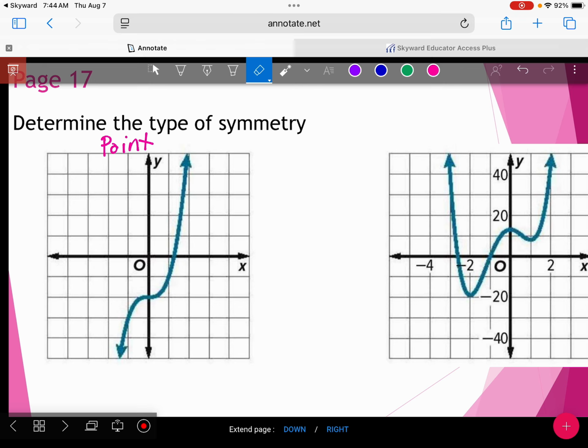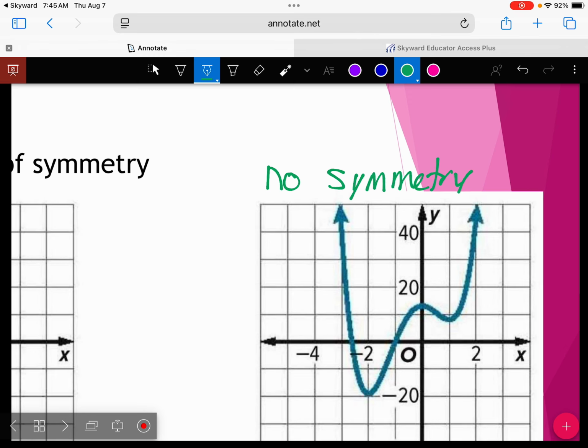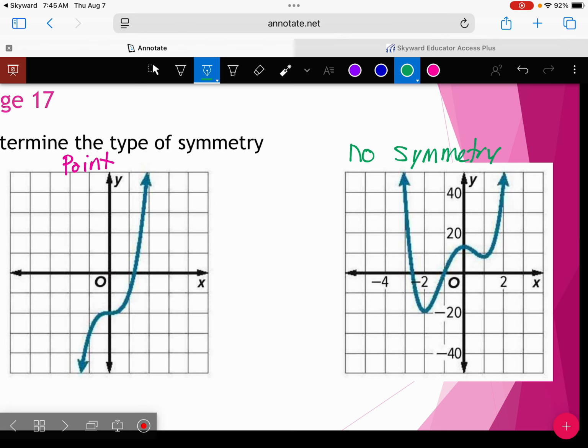So if it does not have line symmetry, and if it does not have point symmetry, it just has none. None is an option. And in fact, none would be a very common thing we see symmetry-wise. So this has no symmetry. It doesn't spin and it doesn't reflect. Okay, so when we're looking at graphs, we're really just looking at, does it rotate or does it flip? Flip as a line, rotate as a point, because when you rotate it, it spins like a fan or like a spinner.